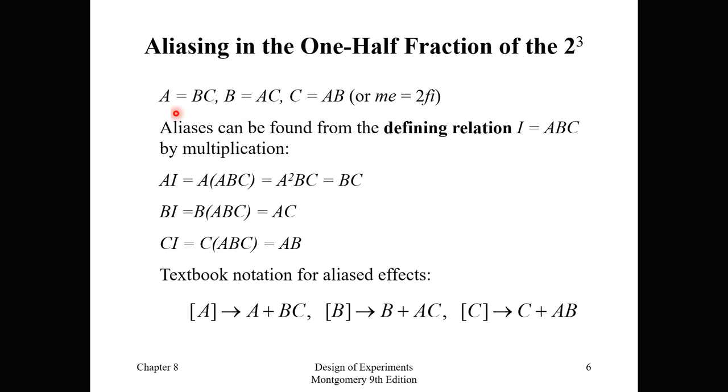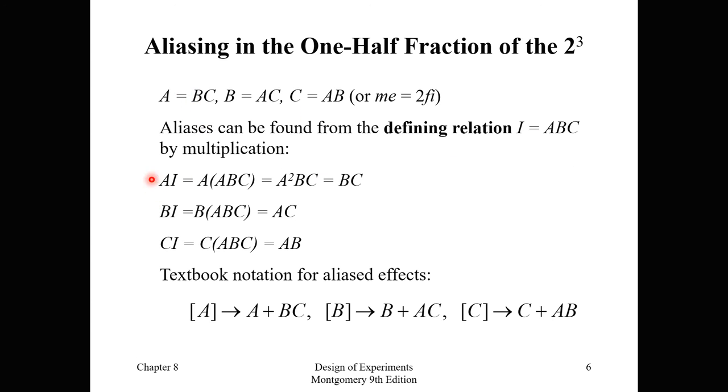Now, though we could look at the table to find these, the aliasing can also be found from this defining relation. So we used this ABC to pick out which runs we were going to keep, but this ABC can tell us what the aliasing structure is going to look like too.